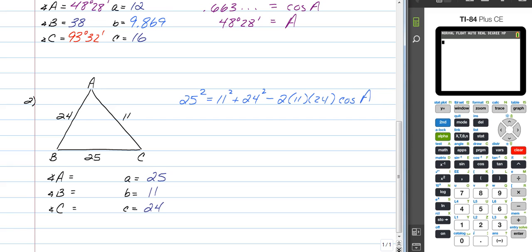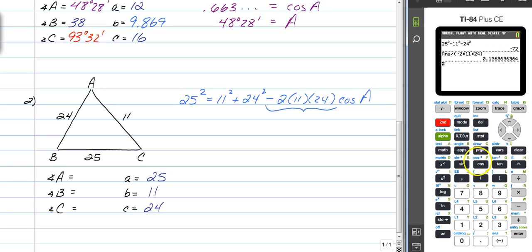So in my calculator, I would type in everything that I need, and I should have 25 squared minus 11 squared minus 24 squared. That's a shortcut I would like to show you. And you'll see that I am at negative 72. Then, algebraically, I would be dividing both sides by this. So I can just press divided by, and in parentheses type a negative 2 times 11 times 24, and that would give me this crazy decimal, which is equal to the cosine of A.